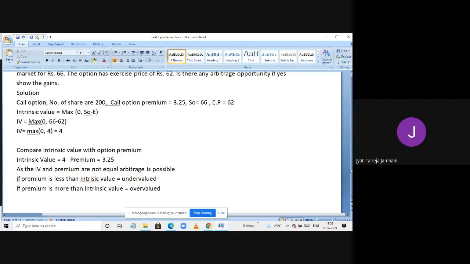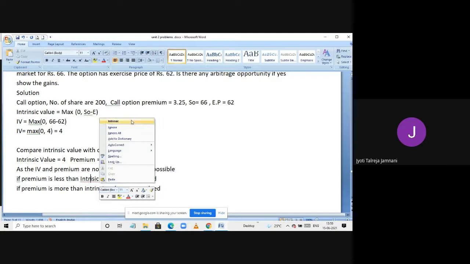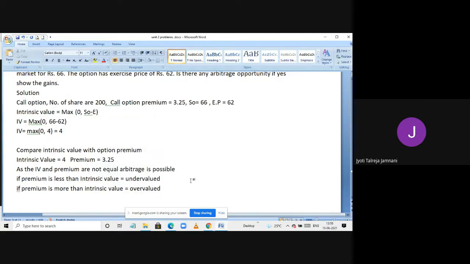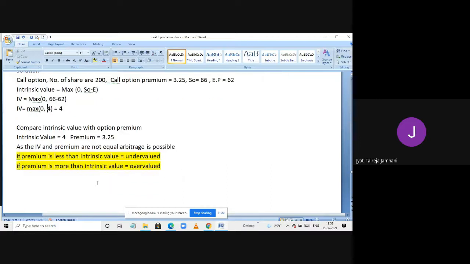So understanding this is important, how you are going to find the overvalue or undervalued of the option, because on that only the entire problem depends. Remember one thing, whatever you are getting as intrinsic value is your profit. If the market is selling the option for less than that profit, that means the option is undervalued. If it is sold for more than that profit, that means the option is overvalued. Now here we know that our option is undervalued.